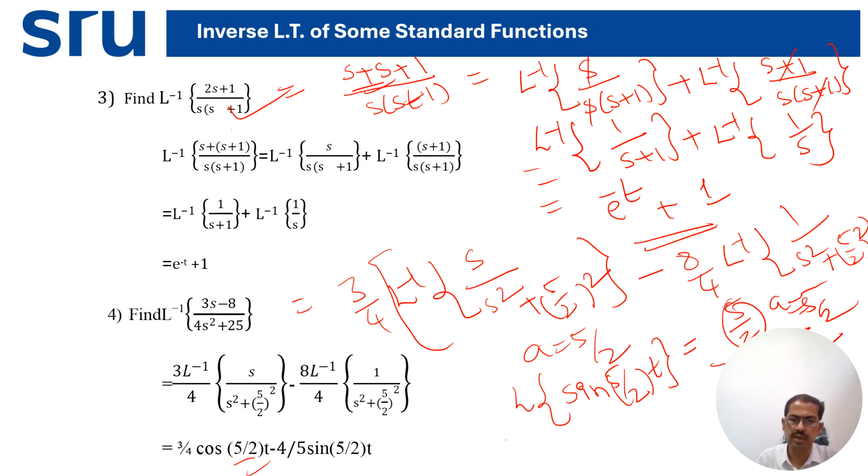So the inverse Laplace transform of 1 by s square plus (5 by 2) whole square is equal to 2 by 5 sine 5 by 2 t. That's what I am writing. Here 8 by 4 into 2 by 5, so 2 fours are 8, giving 4 by 5 sine 5 by 2 t.